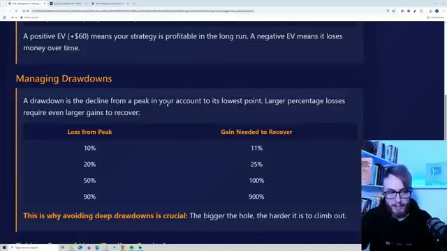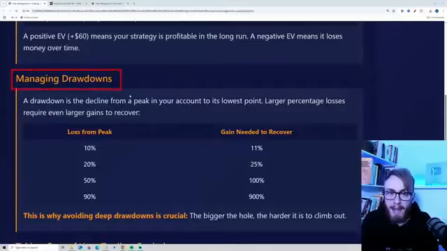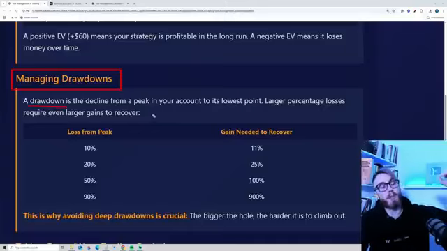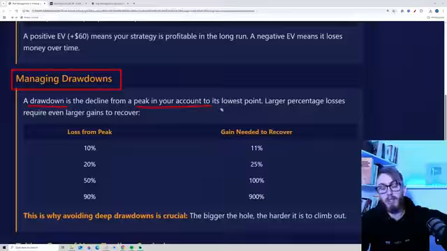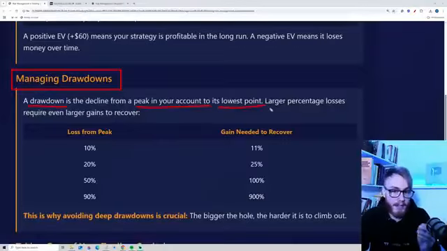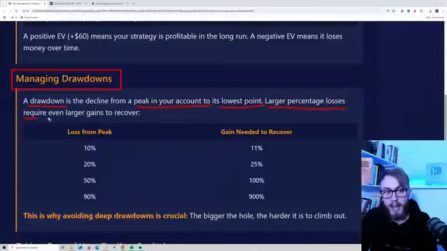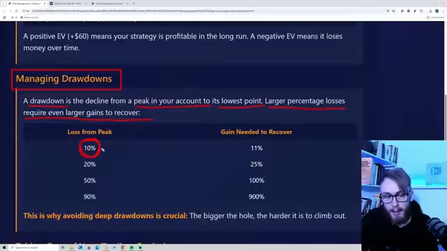But alright, so now I want to talk about a super important concept, and this is to manage drawdowns. And what is a drawdown? Well, a drawdown is basically the decline from the peak in your account to the lowest point. And a very important concept here is that larger percent losses require even larger gains to recover. So for example, if you have lost 10% from the peak, we actually need 11% to recover.